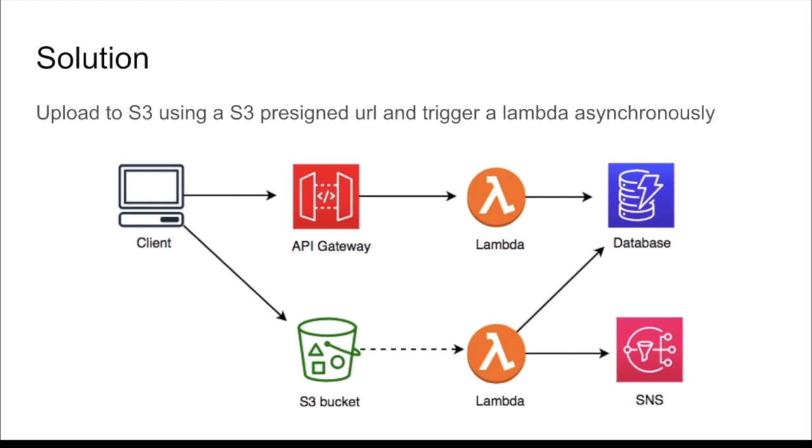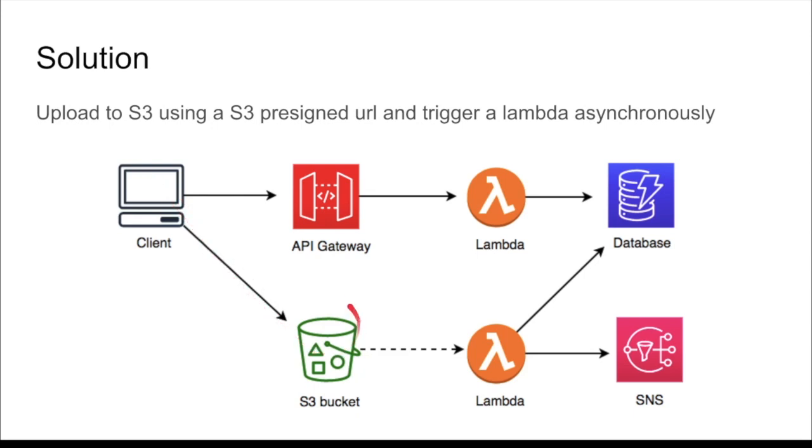The solution is basically using a different route to upload that large payload. Can you see up here we have our normal API gateway, Lambda, and the database, the classic architecture. But if we have some large payload, what we are going to do here is upload that large payload onto an S3 bucket, and that will happen synchronously.